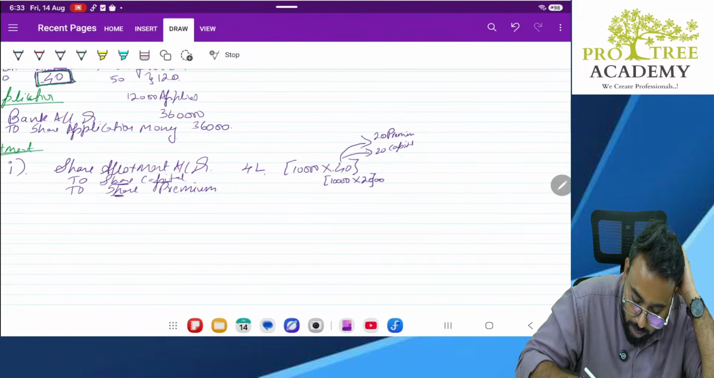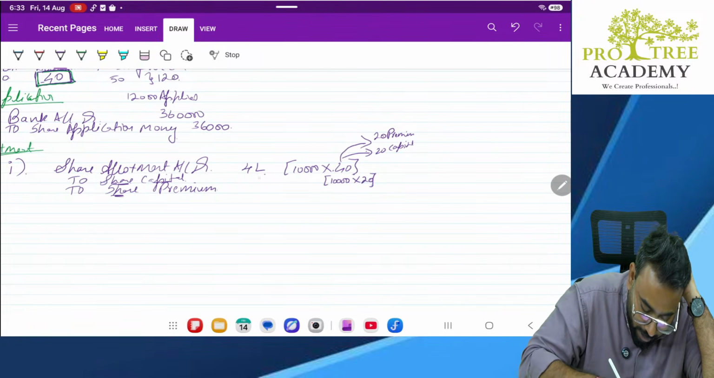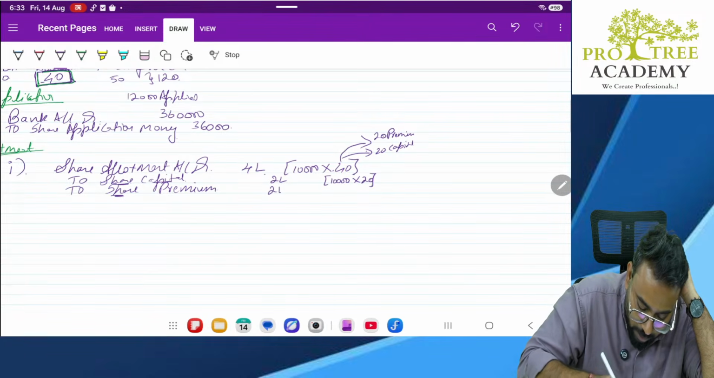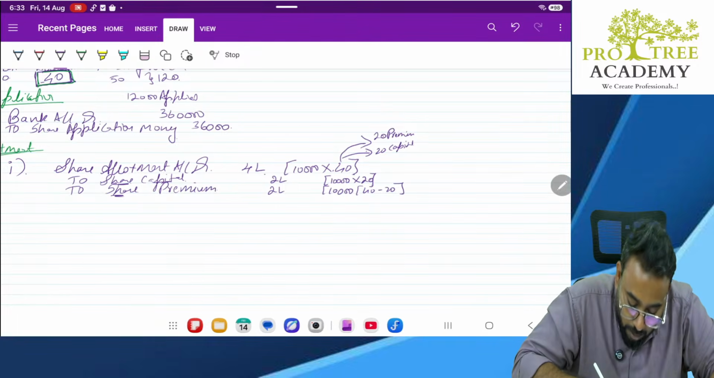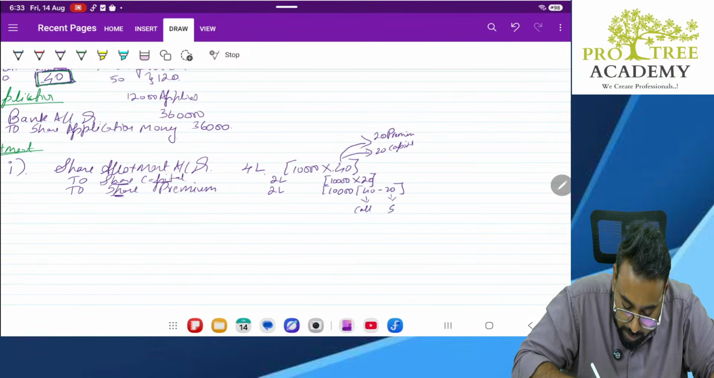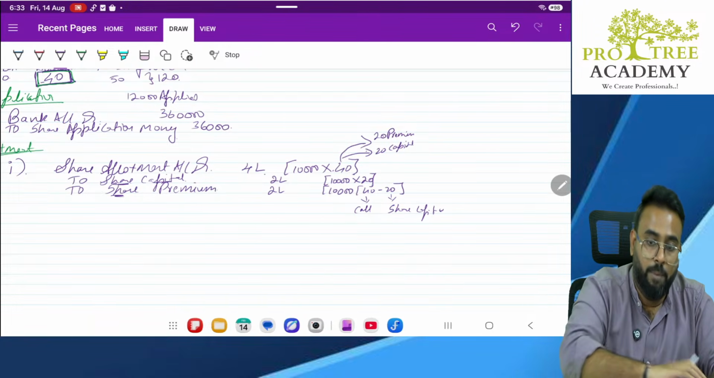Remaining 20 goes to capital. So that will be 2 lakh and this will be 2 lakh. How, sir? 40 minus 20. Clear? 40 is call, 20 is share capital, remaining 20 is your premium.